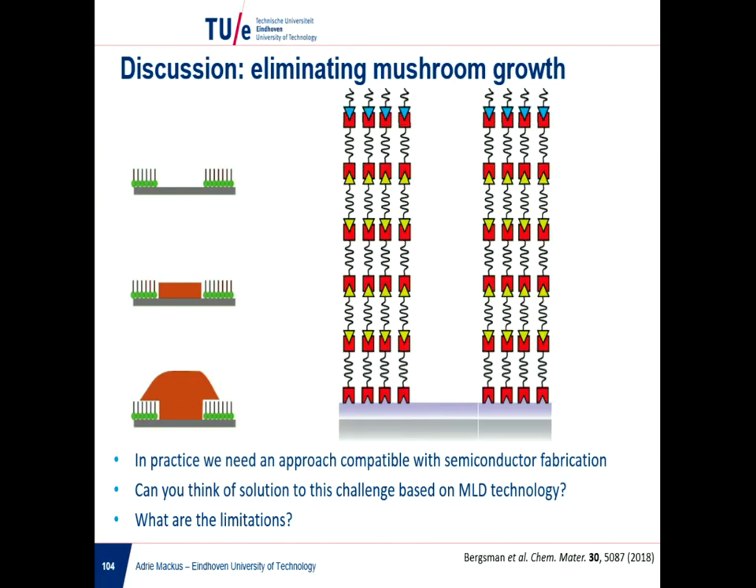What you could do, I was thinking about something like this. Maybe do a few MLD cycles, cap it off with a monofunctional precursor, what we discussed before. And then if you grow, it might happen only here, and then it might not laterally broaden. Do you think this will work?